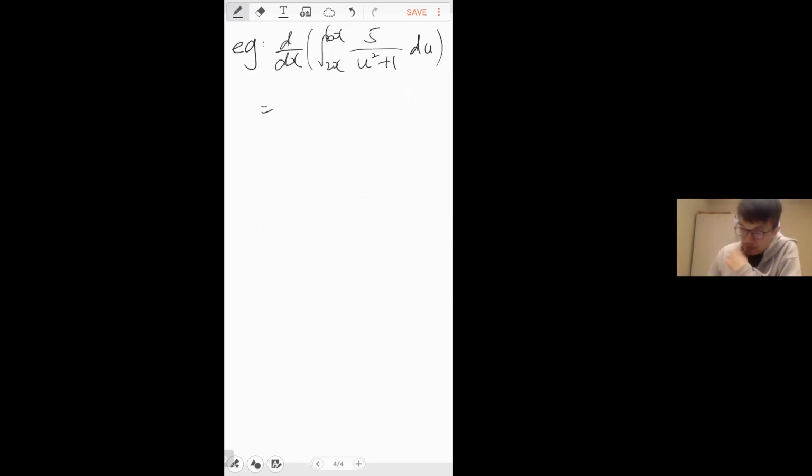Okay. All right, next example. I want to compute the derivative of the integral of something. The lower limit is 2x, the upper limit is 6x. So, what do I do? Any ideas?